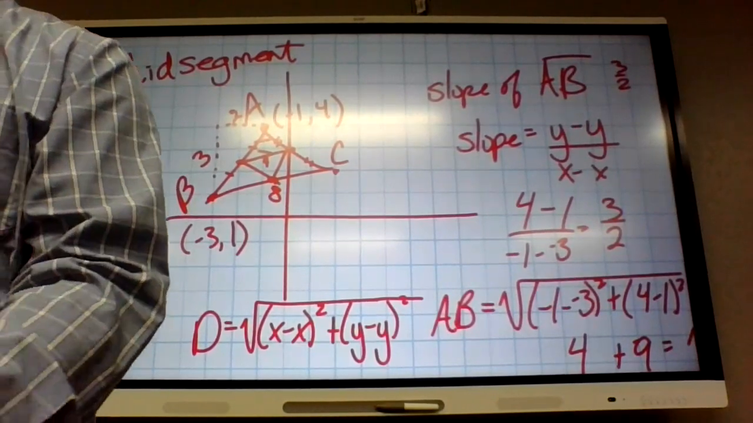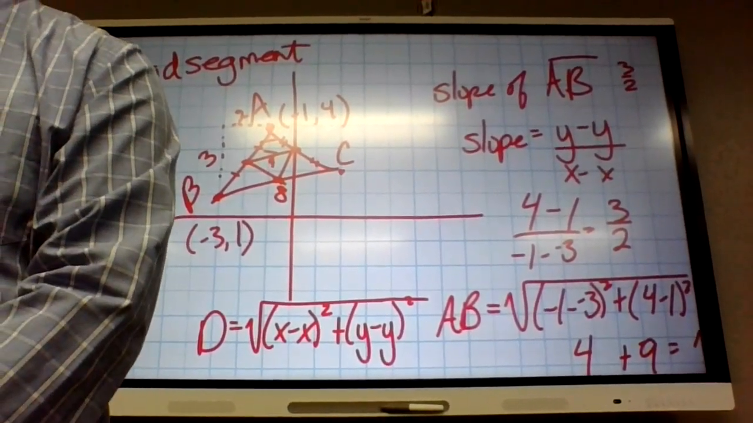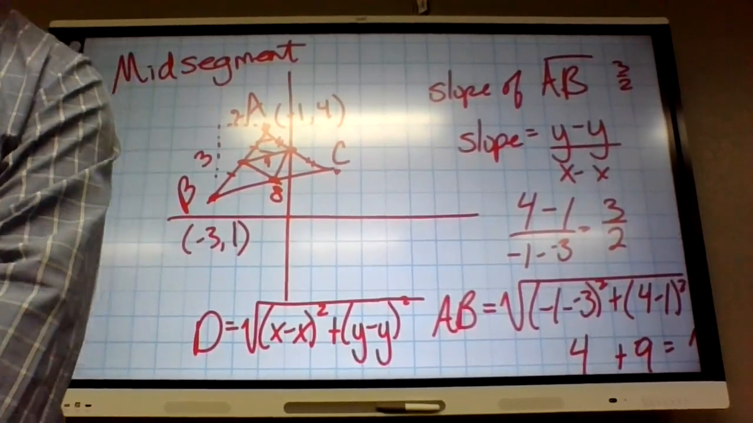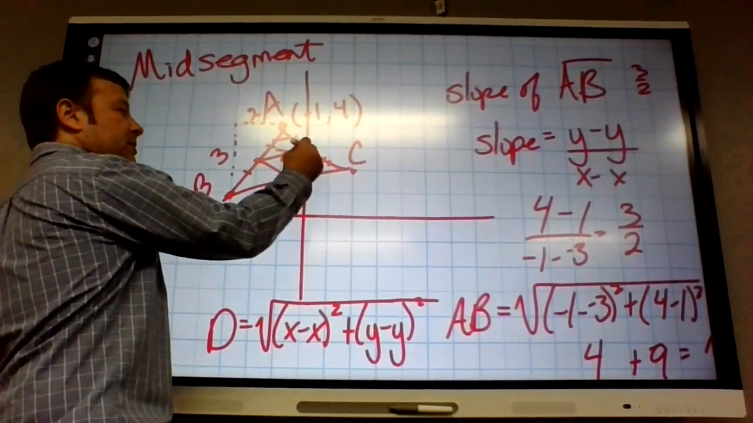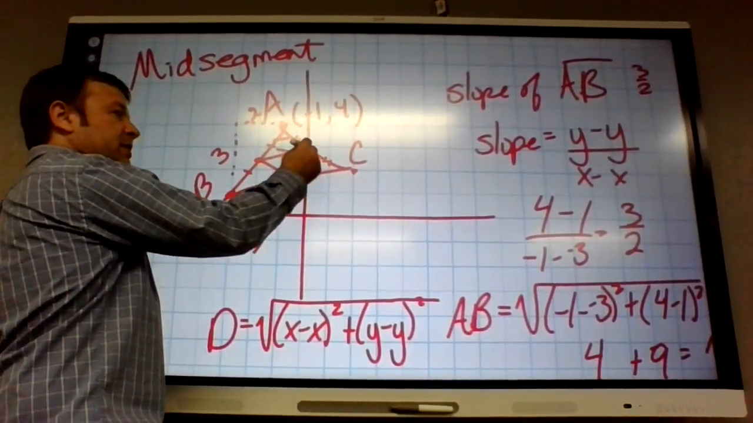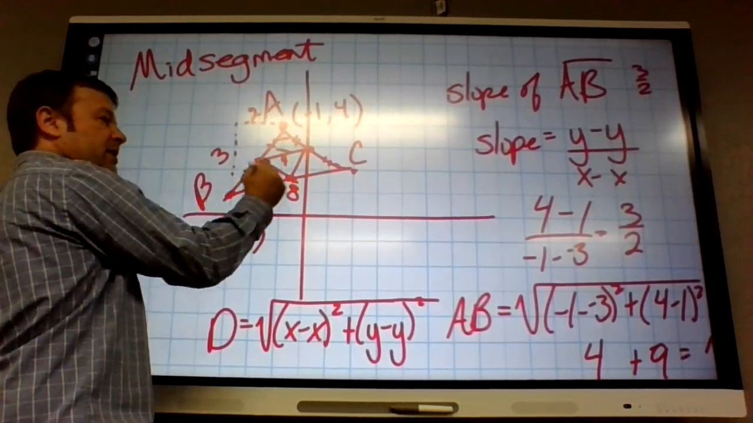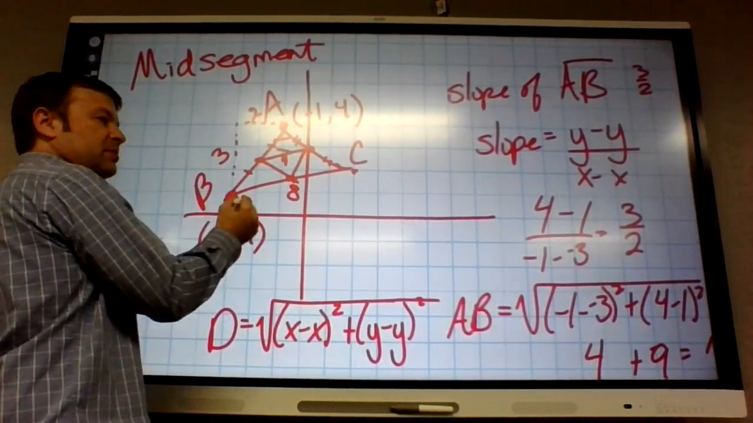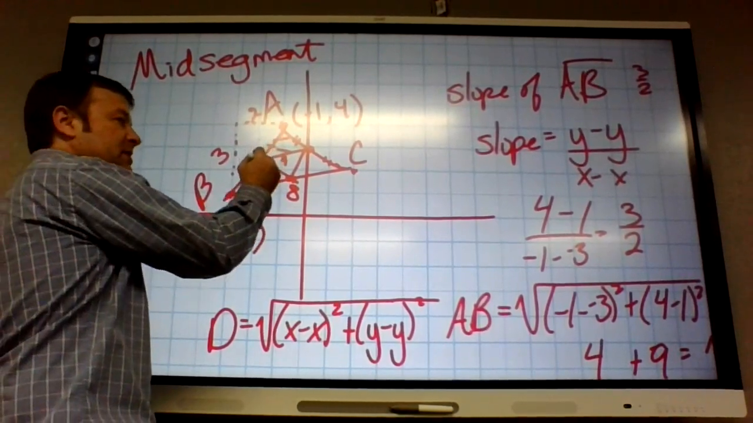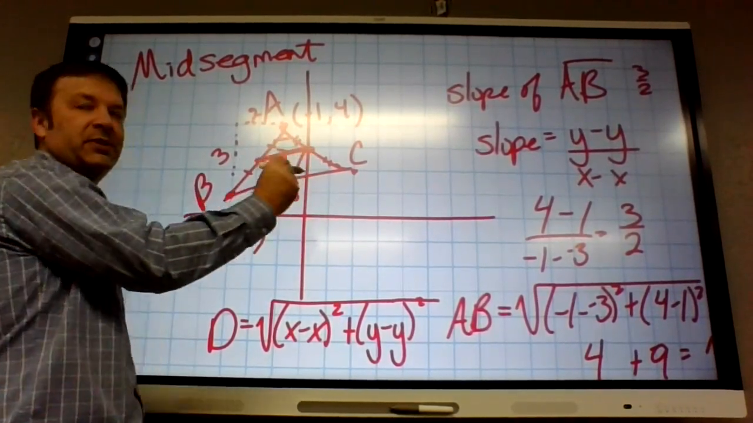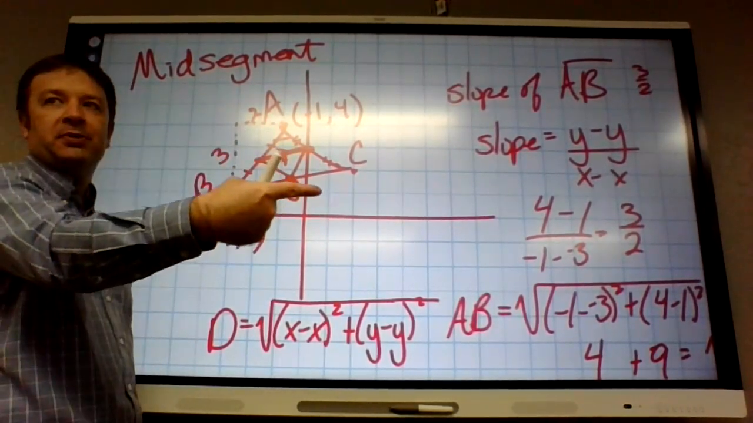How are those midpoints? Midpoint just means the middle of the segment. So this is the midpoint of this. This is the midpoint of that. This is the midpoint of this. Midpoint just means middle. So these segments are called mid-segments if they go from midpoint to midpoint.